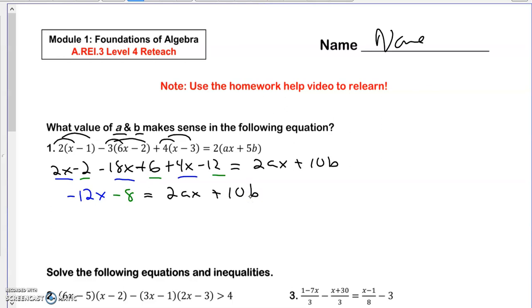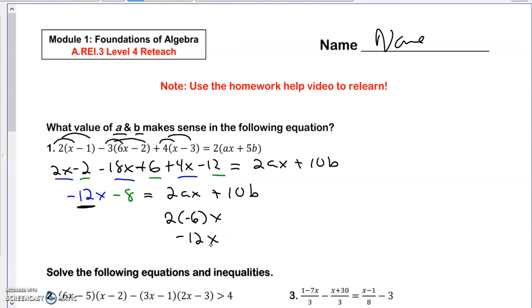Well, I want a. So what does a have to be? It needs to be a negative 12. So what does a have to be? So a has to be a negative 6. That would get me a negative 12x.